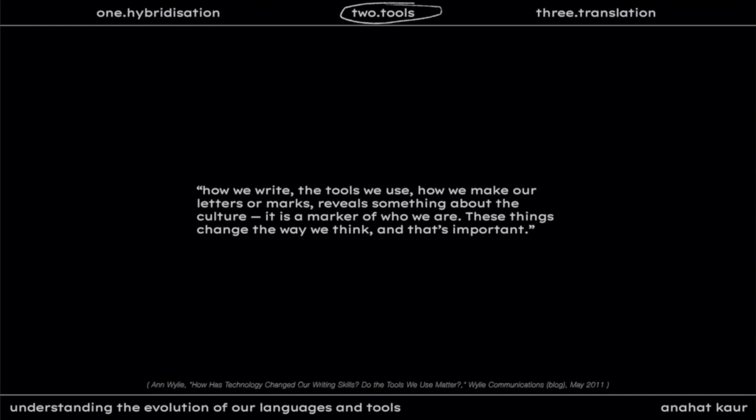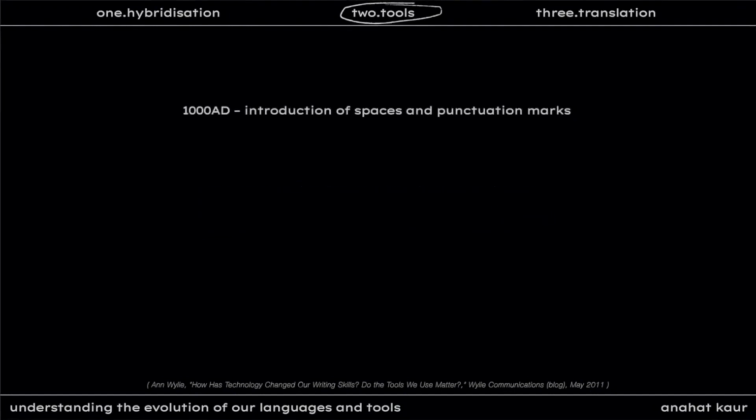I stumbled upon an interesting blog by Anne Weil where she discusses Nicholas Carr's book, What the Internet Is Doing to Our Brains. And he mentions scriptura continua as an early form of writing that used no spaces or punctuation marks. This made writing and reading really hard up until spaces and punctuation marks were introduced in the 1000s AD. The physical act of writing got easier and it made writers pick up their pens and papers to start putting their thoughts down.